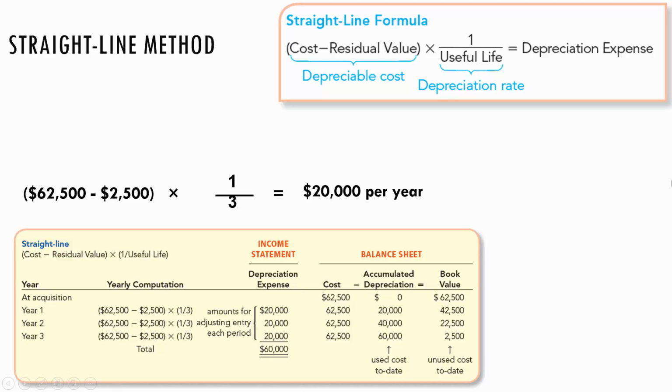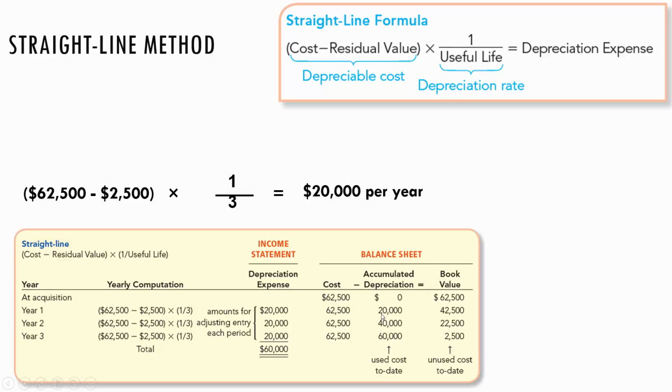Okay, so it's not realistic to assume that your first year would be 20,000. It's only going to be 20,000 if you used it for the entire year, or you owned it the entire year that first year.